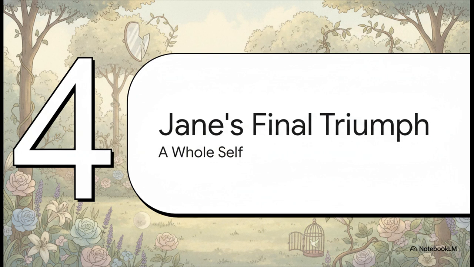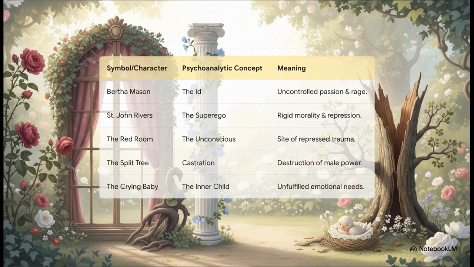Okay, let's pull all these threads together. After all this internal chaos, the trauma, the nightmares, that constant battle between her instincts and her sense of duty, we finally get to the end of Jane's journey. And now we can see it for what it really is, her ultimate psychological triumph. So just to quickly recap the psychological map we've been following, you've got Bertha Mason as the id, all that wild passion. You've got St. John Rivers as the superego, all that cold morality. The Red Room is ground zero for her trauma. That crying baby is her own inner child begging for safety. And the split tree is the sign that overwhelming male power has to be broken. Every single one of these is a crucial piece of Jane's internal puzzle.